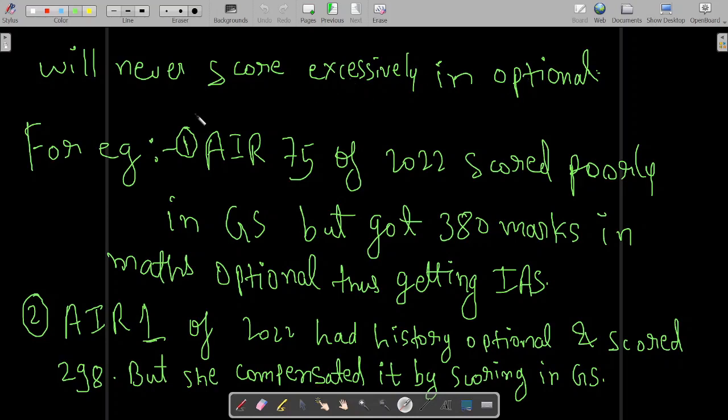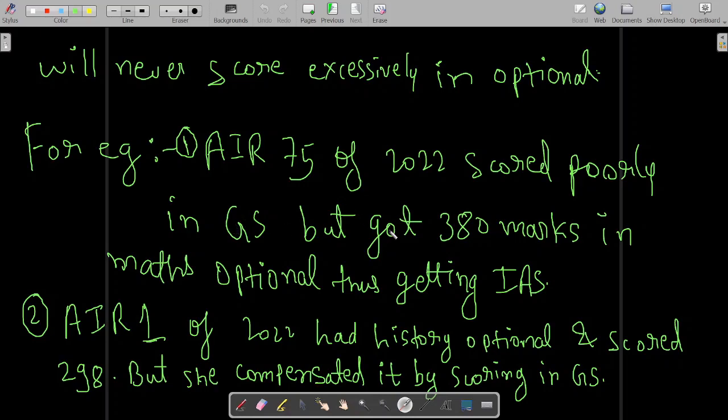Let me give you a real life example. If you look at the 2022 All India Rank 1 to 100 list, All India Rank 75 of 2022 scored very poorly in GS. His GS score was in the category of AIR 300. Whatever marks AIR 300, AIR 400 were scoring in GS, such were the marks of AIR 75 in GS.